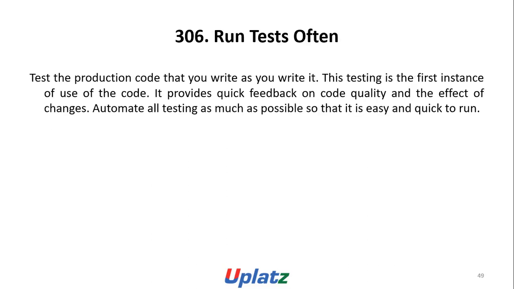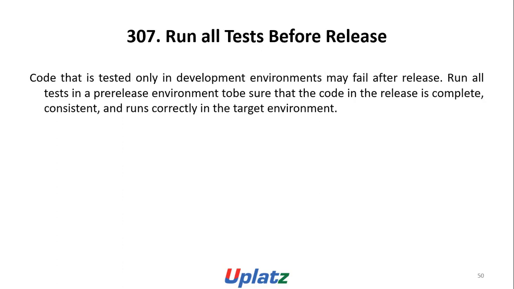Run tests often. Test the production code that you write as you write it. This testing is the first instance of the code. It provides quick feedback on code quality and the effect of changes. Automate all testing as much as possible so that it is easy and quick to run.